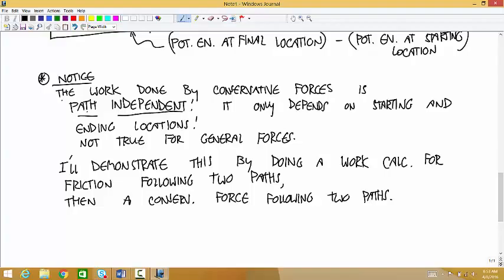They're going to be unequal because friction is a non-conservative force. Then I'm going to make up a conservative force where the force depends on the location. And I'm going to do the same thing. We're going to start at a given location, end at a given location, but take different paths to get there. And in that case, what do you expect?